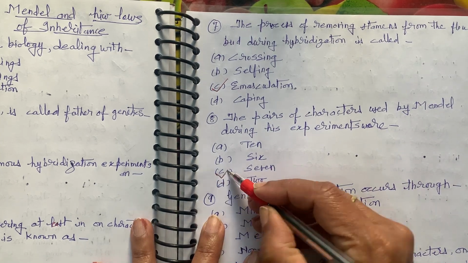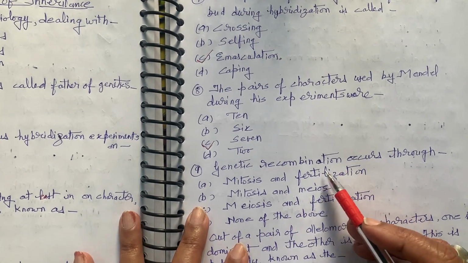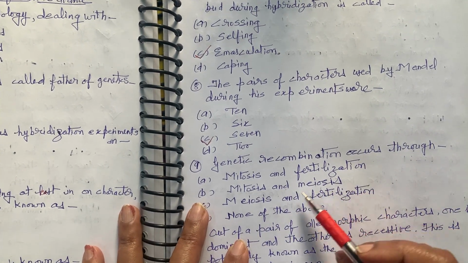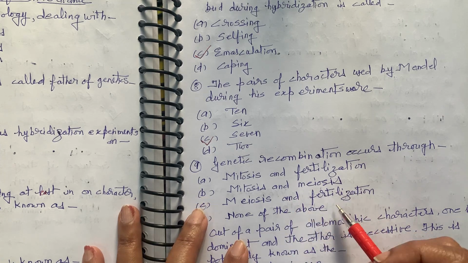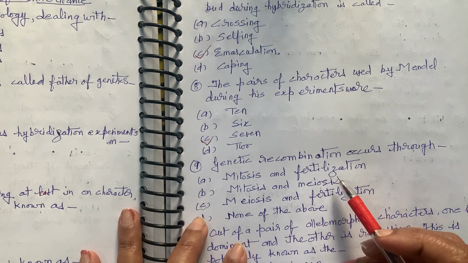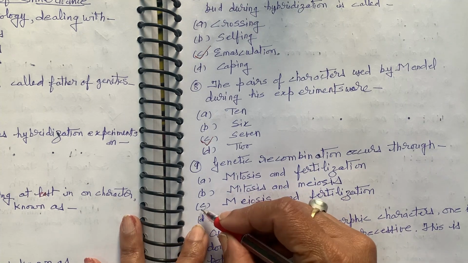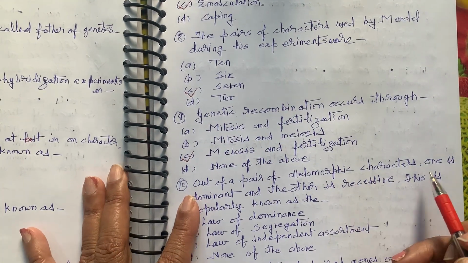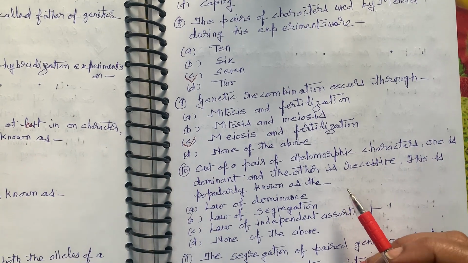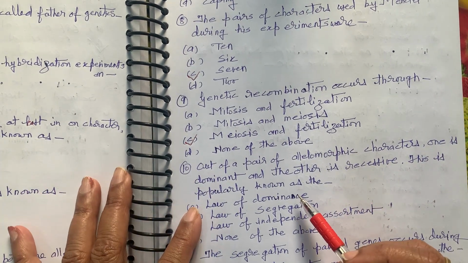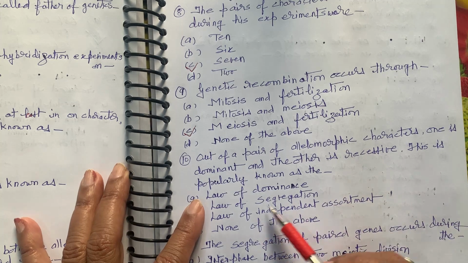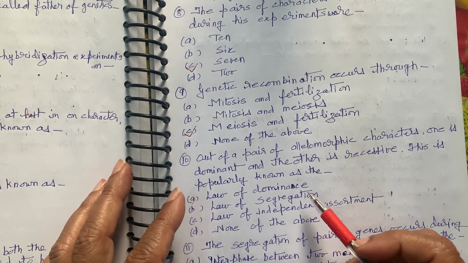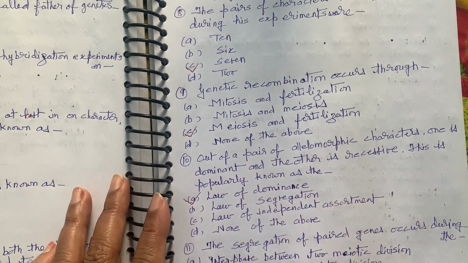They are the 7. Genetic recombinations occur through mitosis and fertilization, mitosis and meiosis, meiosis and fertilization, none of them. Correct option, meiosis and fertilization. Out of a pair of allelomorphic characters, one is dominant and the other is recessive. This is popularly known as law of dominance, law of segregation, law of independent assortment, none of them. The correct answer, law of dominance.